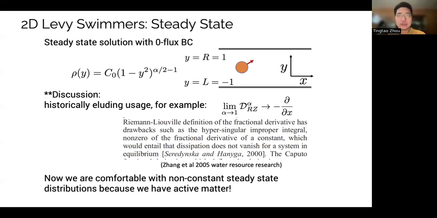So it's nice to get a steady state distribution, but this steady state distribution is not a homogeneous distribution. It's not a constant, right?